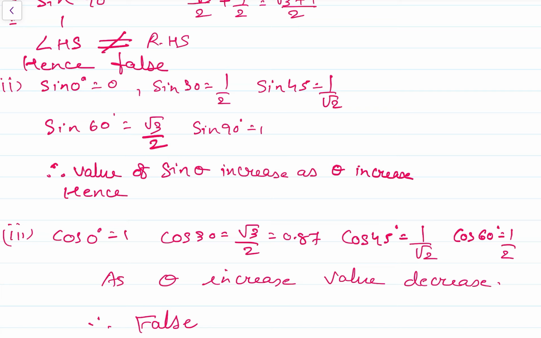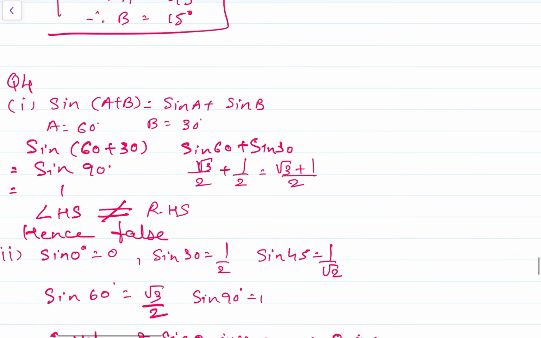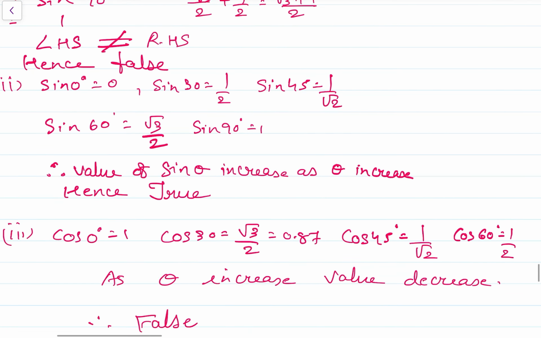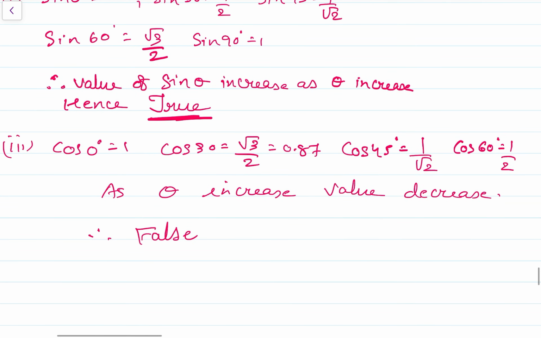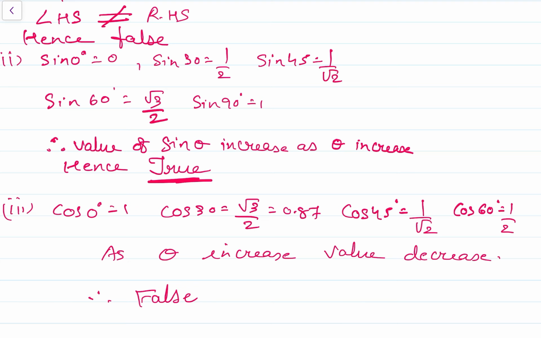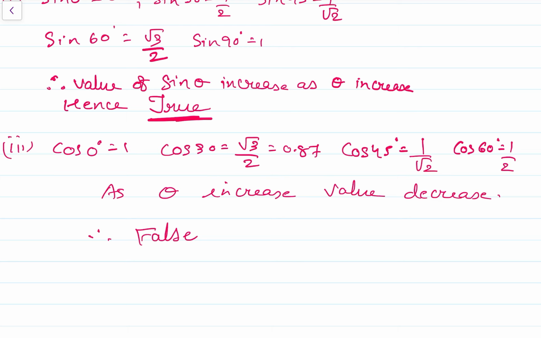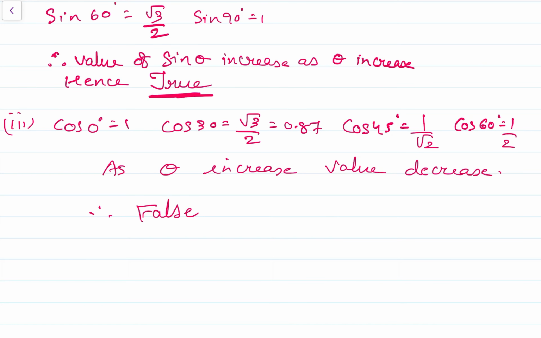Here there is a change. You can write it true here, if the statement given in the question is the value of sine theta increases as theta increases. Then it is increasing as theta is increasing. So make a change over here. If the statement was given as sine theta decreases as theta decreases, then it was a false statement. Now the third one is false. Here theta increases and value decreases. So you can say cos theta decreases as theta increases.